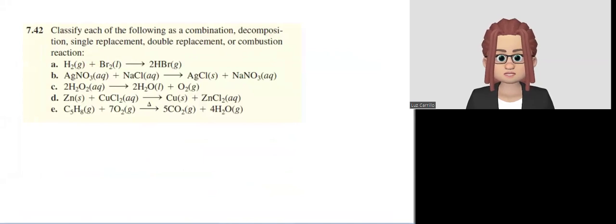Let's now practice classifying the different types of reactions if examples are given to us. I'm going to do letter A and B for you guys. On letter A, we have H2 gas and bromine liquid combining into a single product, which is called HBr. This means that this is an example of a combination reaction.